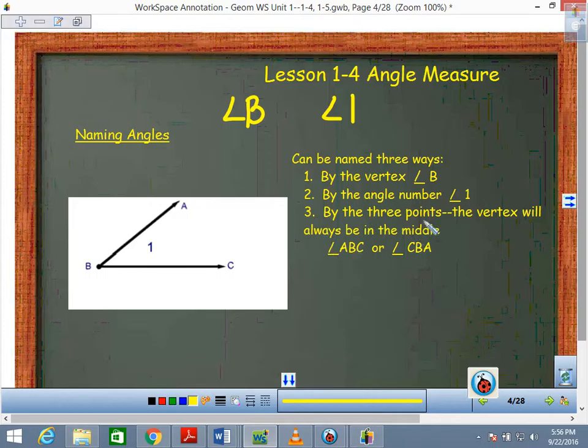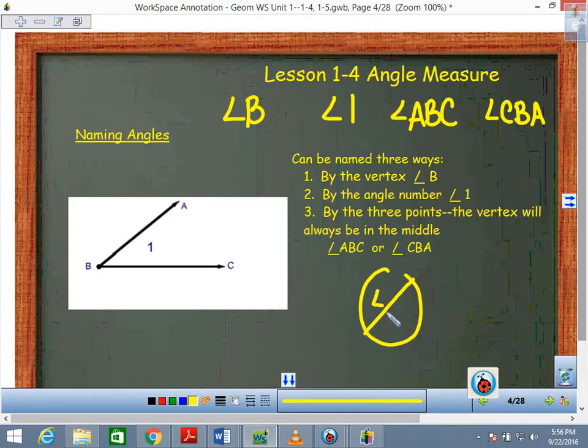And then we can also do it by the three points, where the vertex always has to be in the middle. So this can be angle ABC, where you notice B is in the middle, or it can be angle CBA, again, where B is in the middle. It cannot be angle BAC, because that would make A the vertex, and A is not the vertex.